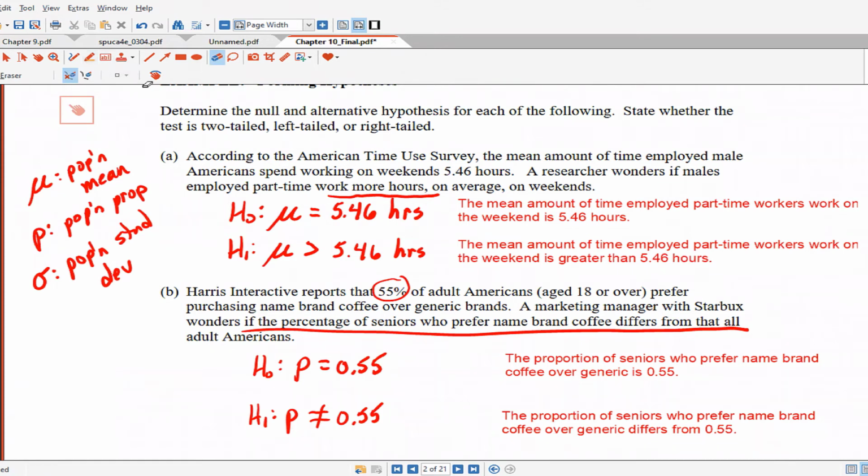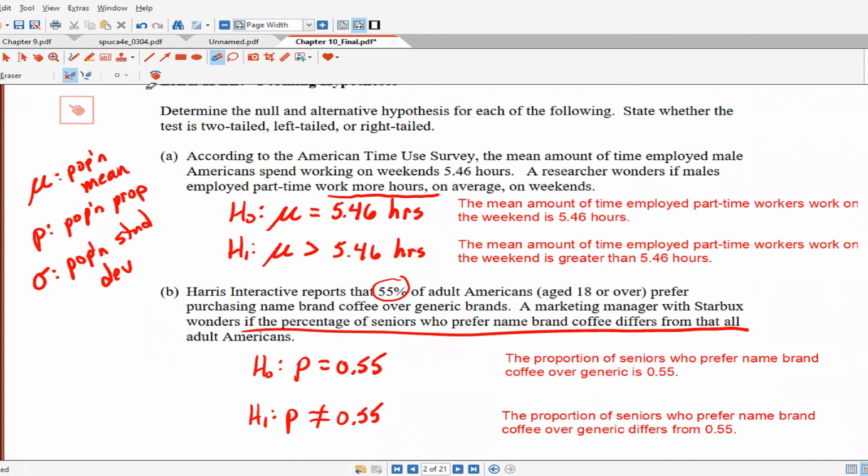Now let's go back and reread these again. In the first one, we're saying the mean amount of time employed males spend working on the weekends is 5.46. We're just stating a fact. And then the second sentence says, I wonder if employed part-time males work more than that on the weekends. So the null is always a statement of no change, no effect, no difference. There is no difference between all employed males and those that are employed working on the weekends part-time. No difference between them.